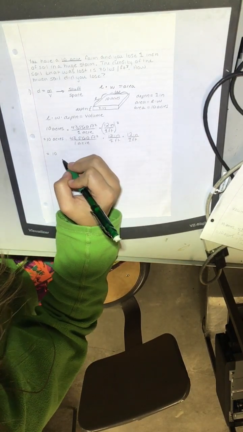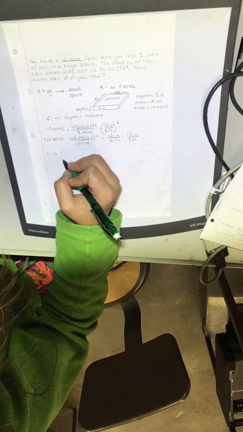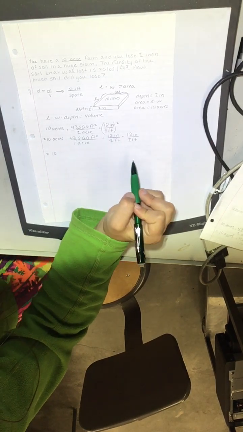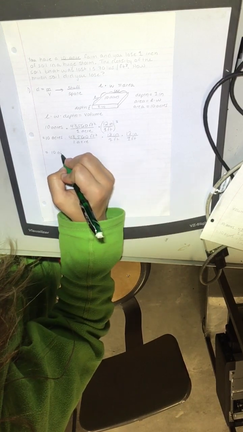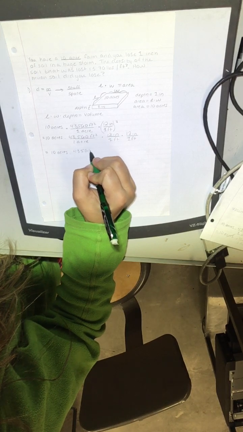I always like to write all my steps just because it really keeps me on track. So don't feel like you've got to start doing calculations here. Write it all out if it makes more sense to you that way. So we have 10 acres again, right? Times 43,560 feet squared.